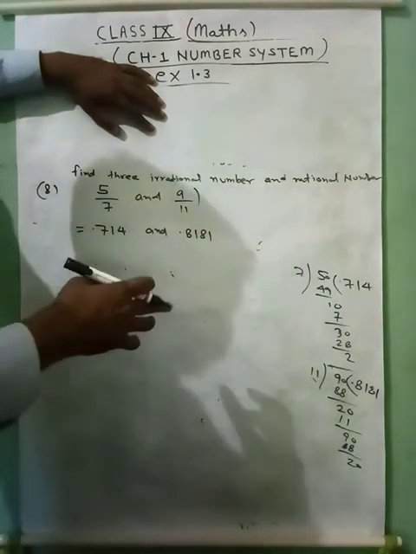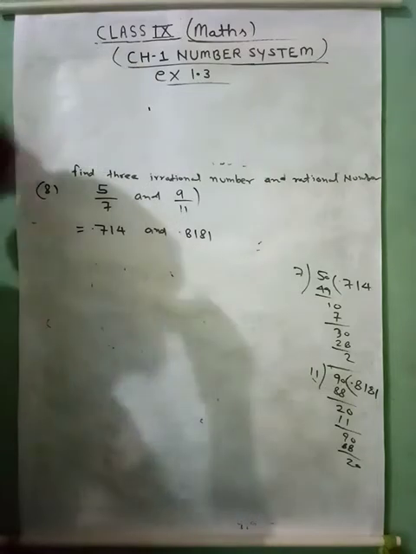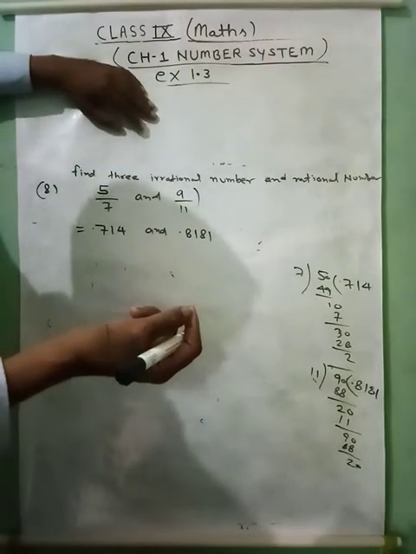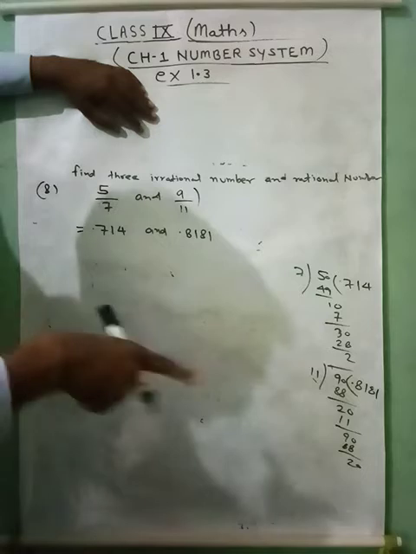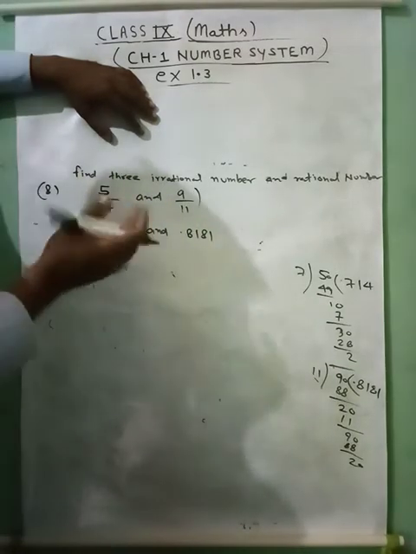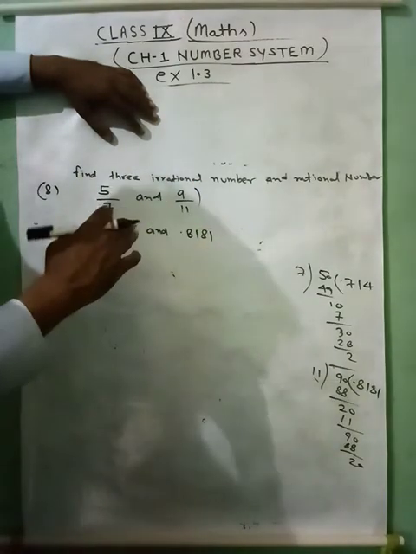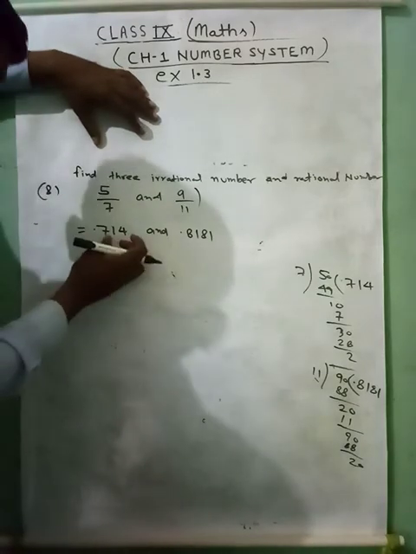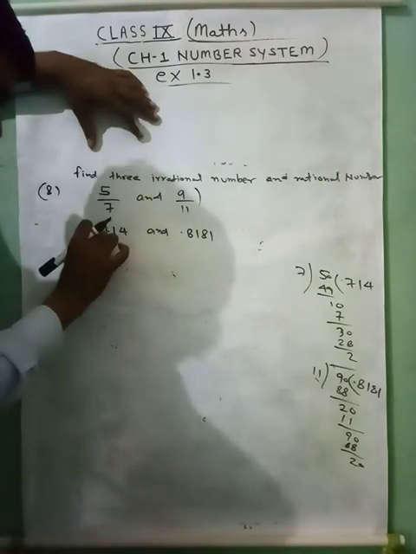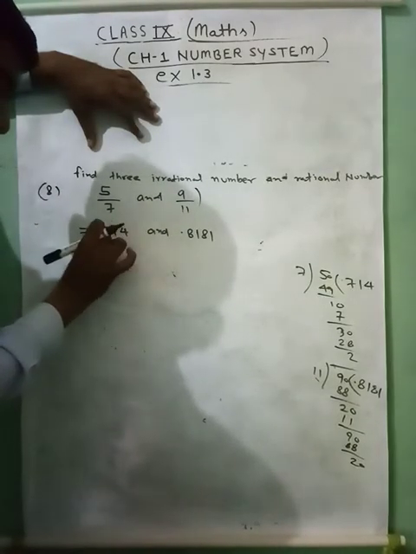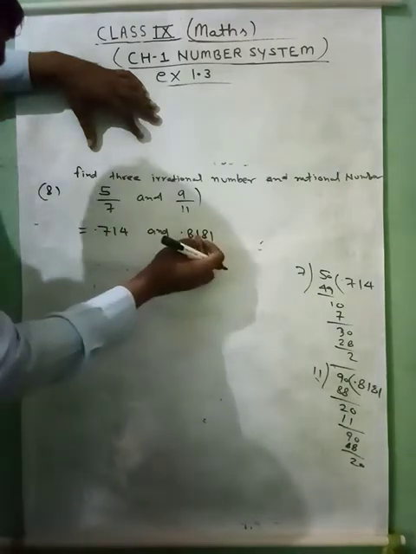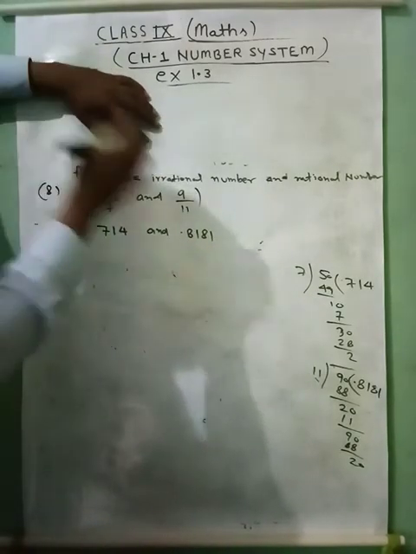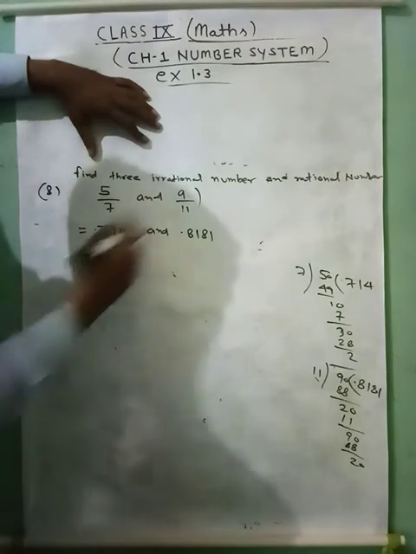So already I told you what an irrational number is. A number which is non-terminating and not repeating is called an irrational number. Already I told you in my previous video. If you don't know, then you see it again. So we can write it after 0.714 and less than 0.8181. Okay, we have to find 3 irrational and rational numbers.